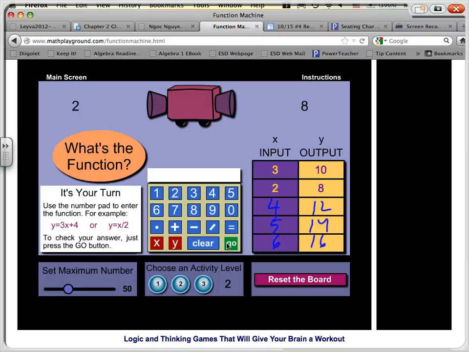Oh, notice what she said. This machine will take your input, multiplied by 2, and then what? Add 4. Let's test it to see if it's going to work.